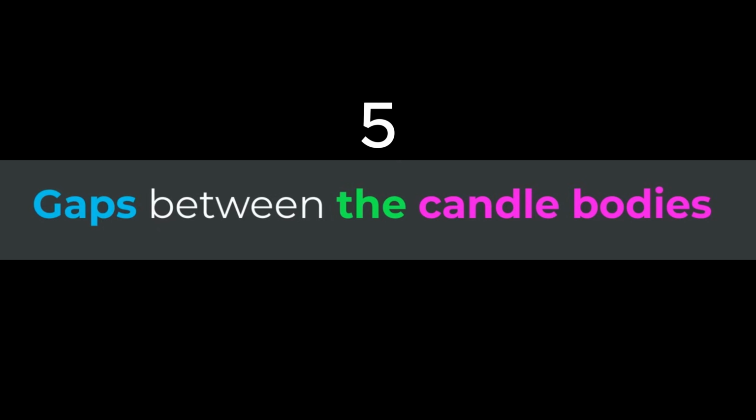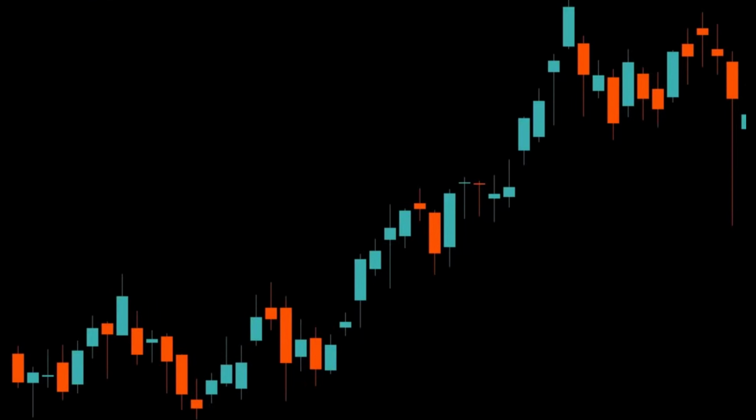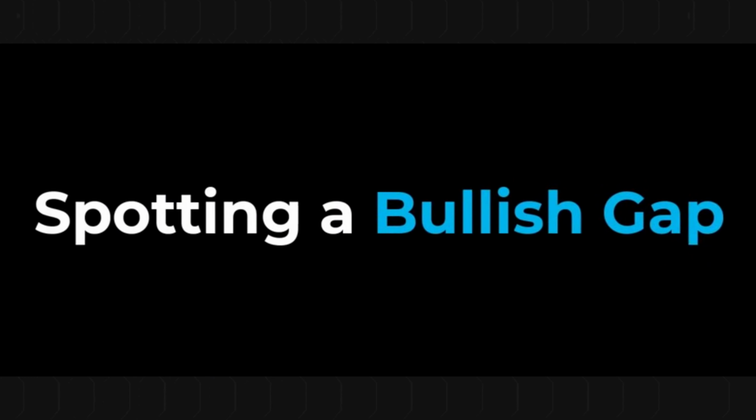Alright traders, let's talk about one of the most critical price action signals you need to master. Gaps between candle bodies. Sometimes you'll notice that a new candle opens above the previous one's close in an uptrend or below the previous close in a downtrend. These gaps are not random, they are highly significant. They signal market urgency, strong momentum, and institutional activity. And today, I'll break it down so you can use this to your advantage.